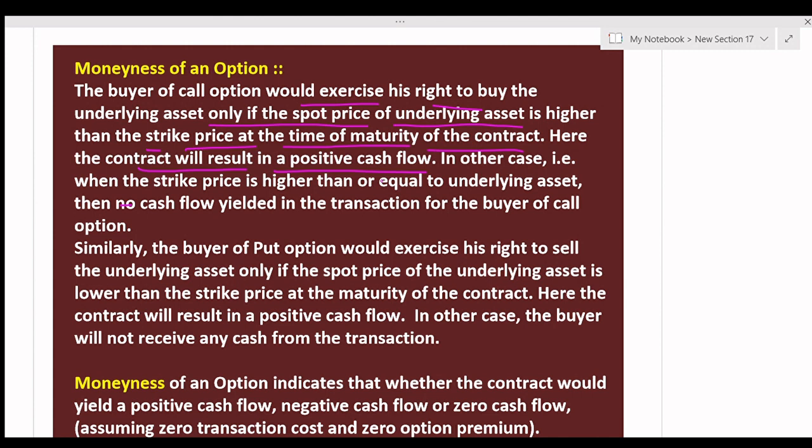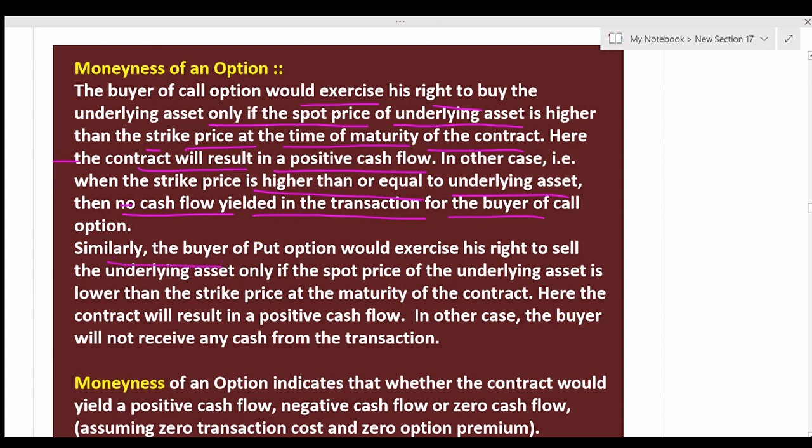The mode of operation of a long call is the same as a long future, except for the clause of premium in a long call. Now come to the other case, when the strike price is higher than or equal to the underlying asset price, then no cash flow is yielded in the transaction for the buyer of the call option.